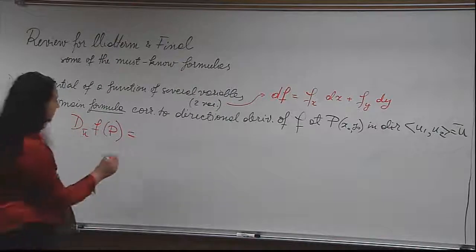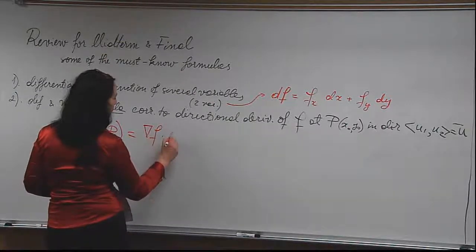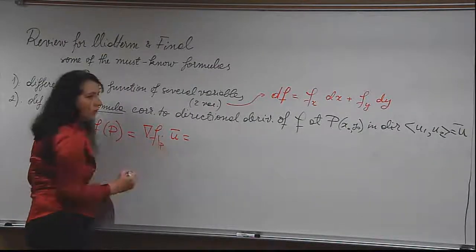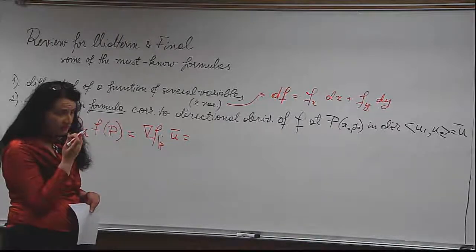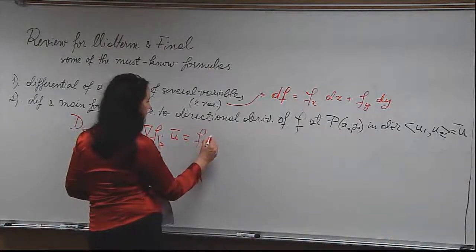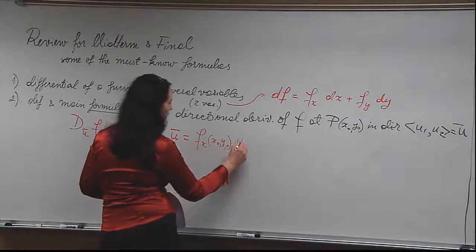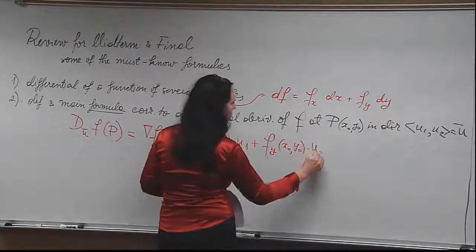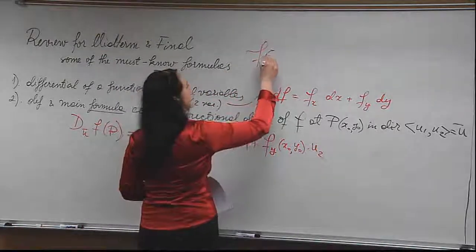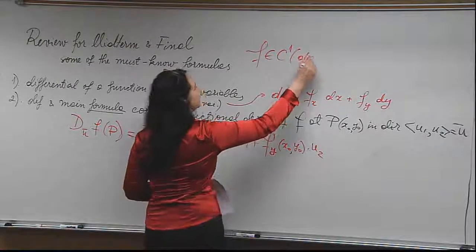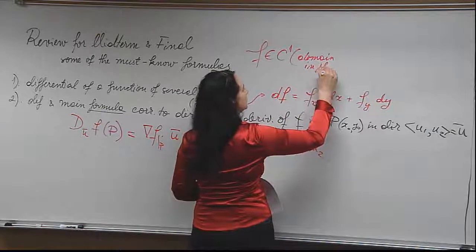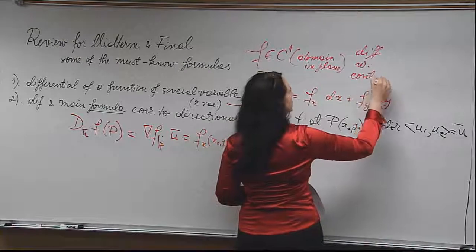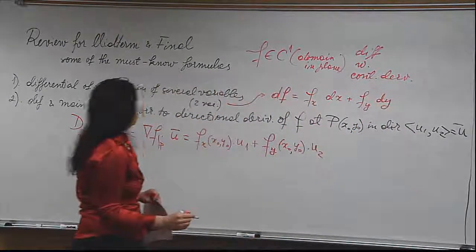Good, gradient. Yeah, that's the easiest way to remember it, but that's not the first thing I wanted to say. How did I write it explicitly? Of course, f sub x, thank you, at x0, y0 times u1 plus derivative with respect to y at x0, y0 times u2. What do we assume about it? F is C1 on a domain in the plane, which means differentiable with continuous derivatives. This is what we assume through chapter 11.